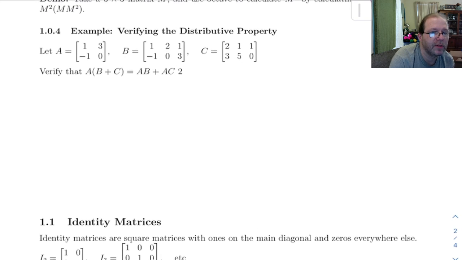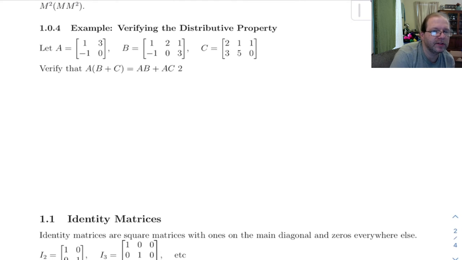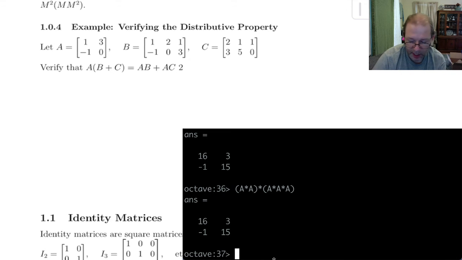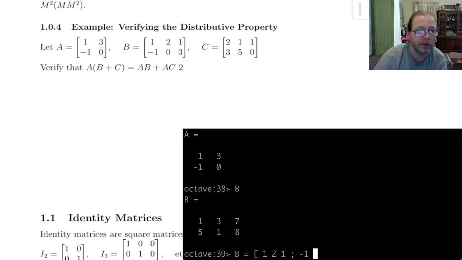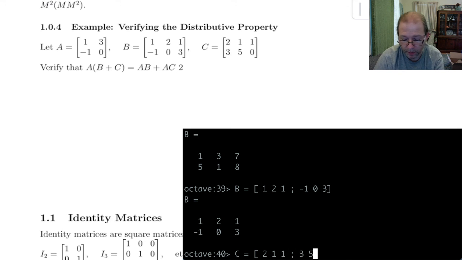What's this next example? Verifying the distributive property. Let's just do this on Octave as well. We've got A, which is the same, but B is different: 1, 2, 1, -1, 0, 3. And C now is 2, 1, 1, 3, 5, 0.